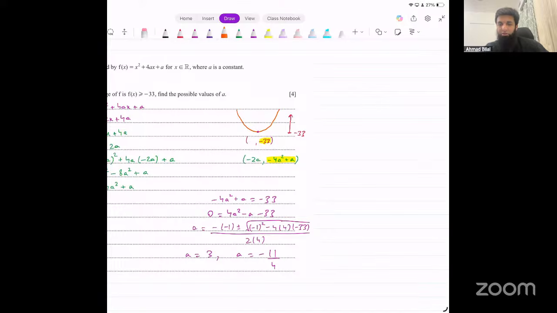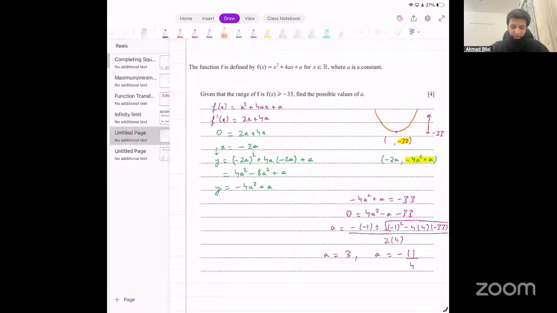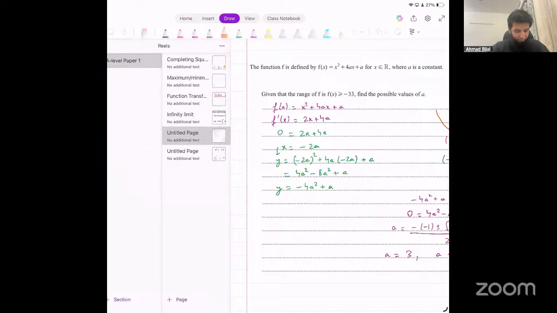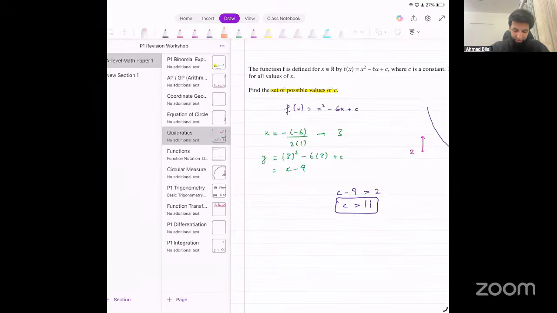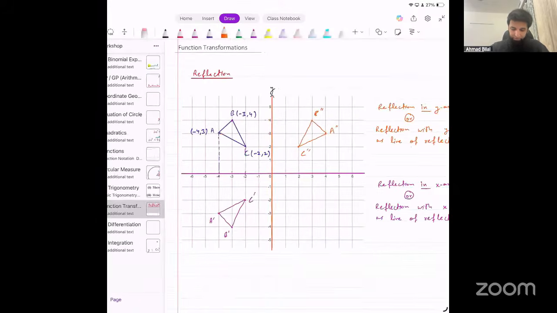Okay, let me read out that whole statement. You were going over some marked transcript someone shared. They've done vertical translation first and then vertical stretch, despite the order being necessary. The marking scheme will have the alternate way as well, right? Yes, of course. I explained this in a video recently as well. Where was that? P1 revision workshop, function transformations.